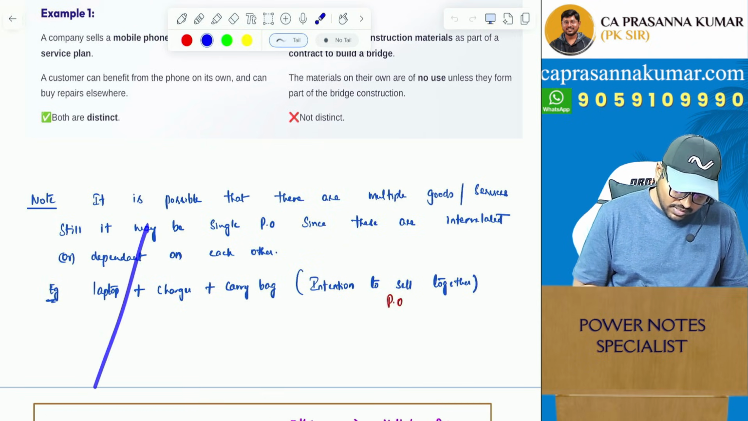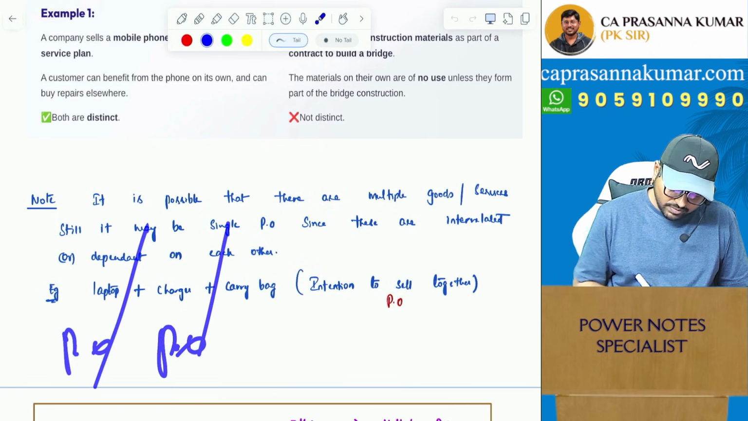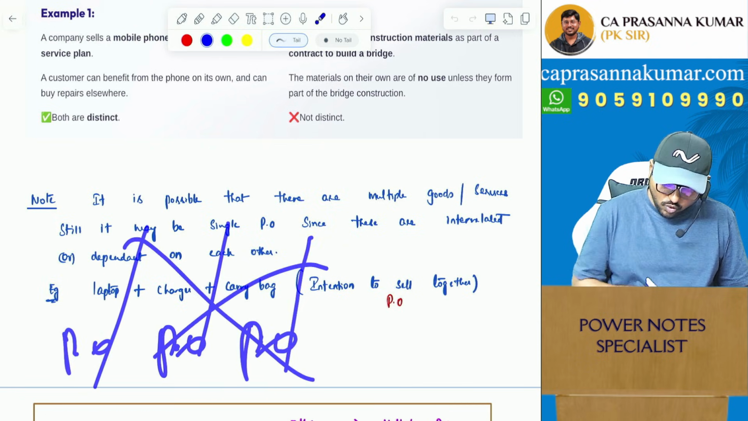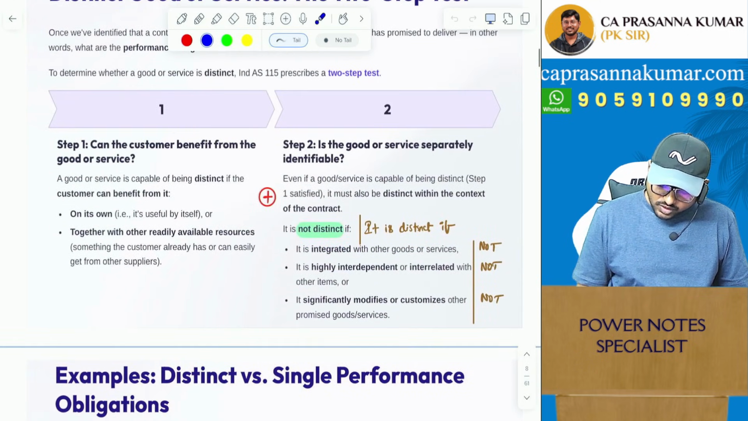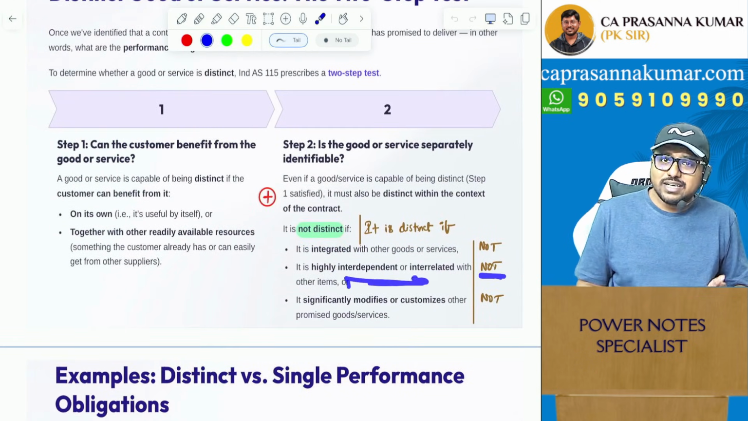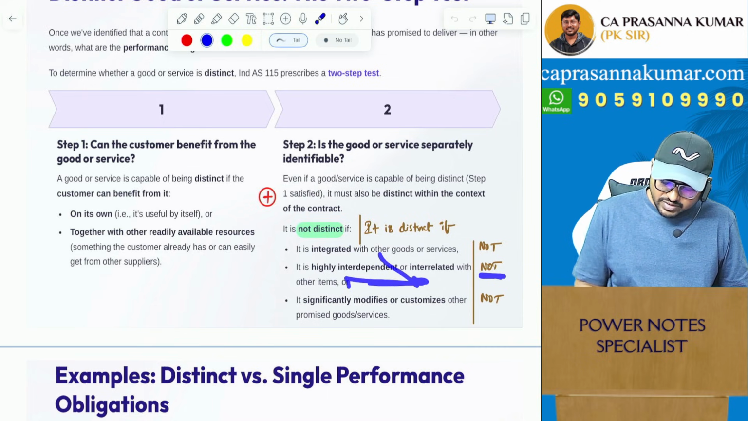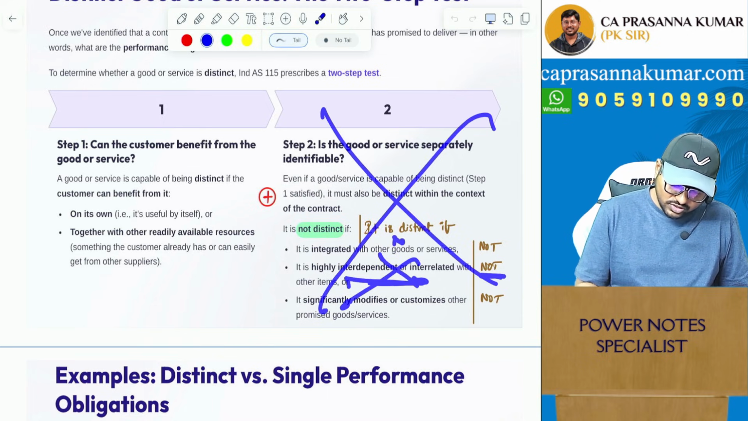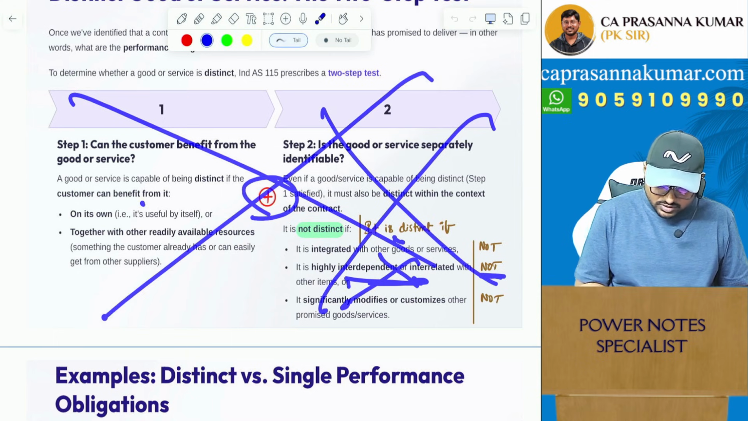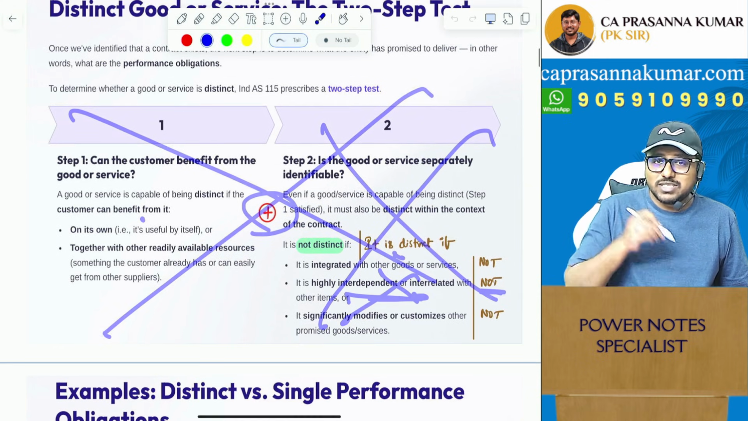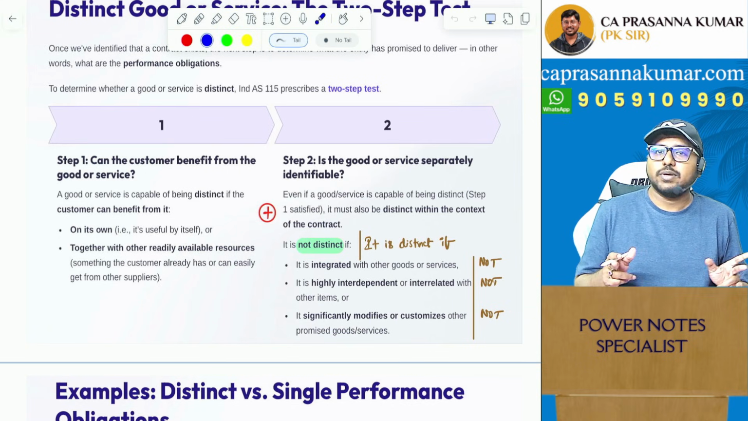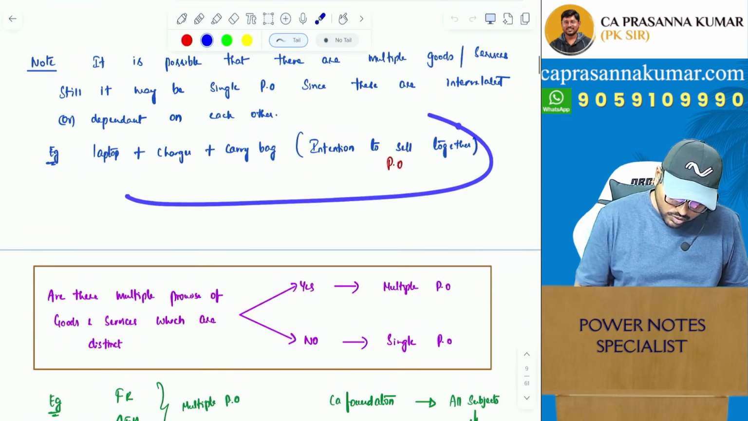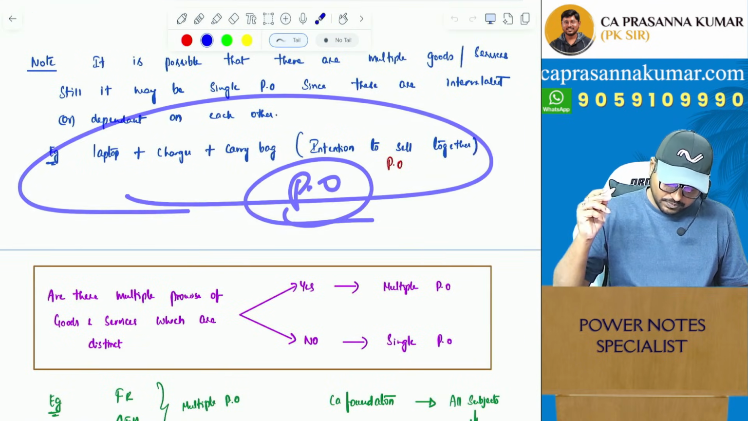We'll not call laptop as one PO. We'll not call charger as one PO. We'll not call carry bag as one PO. No, because they are interdependent, which means the distinct criterion is not getting satisfied. When it is not satisfied, you cannot call them distinct goods or services. When you can't call them distinct good or service, multiple POs are not possible. All these three put together, we call it a single PO.